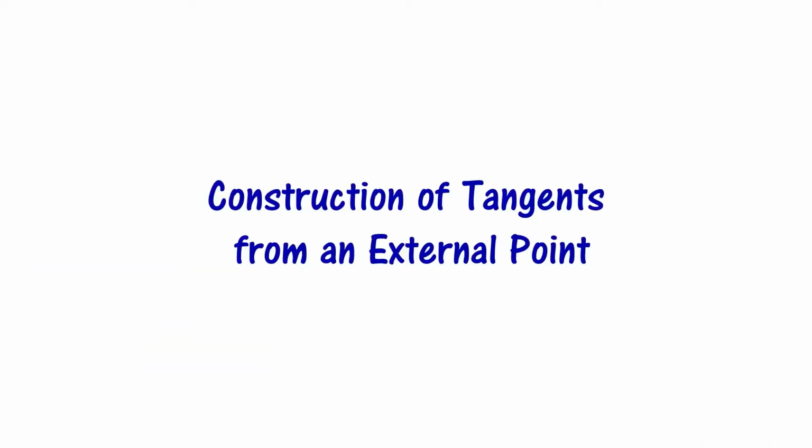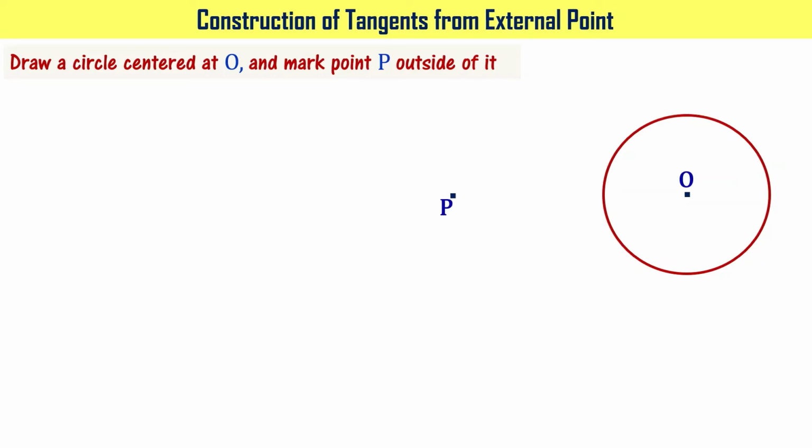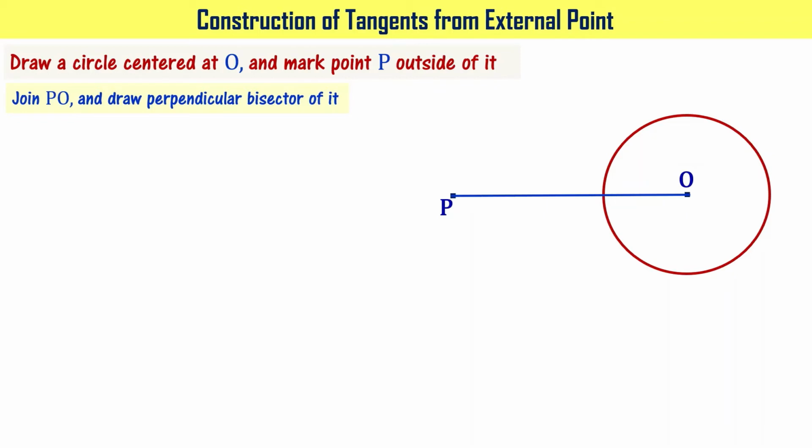Let's learn to construct tangents from an external point to the circle now. Let us draw a circle centered at O and mark a point P outside of it as shown in the figure. Let's join points P and O such that you have line OP as shown in the figure. Let's draw a perpendicular bisector to the line OP now. To do that, I'm going to draw a pair of arcs by keeping one of the points of my compass at point P and draw two arcs as shown here.